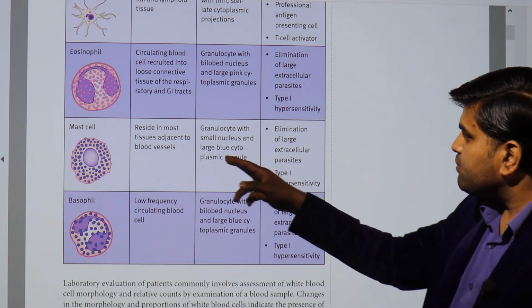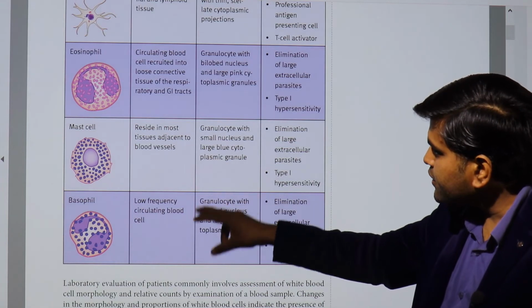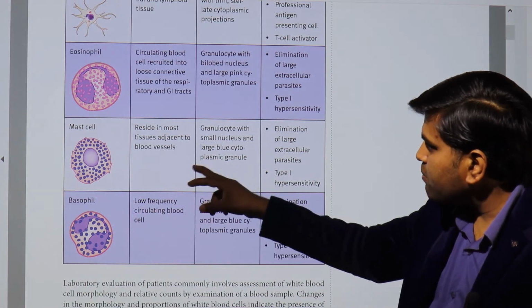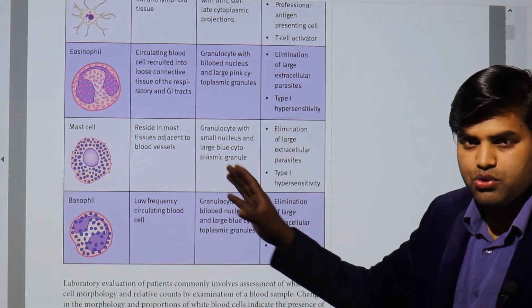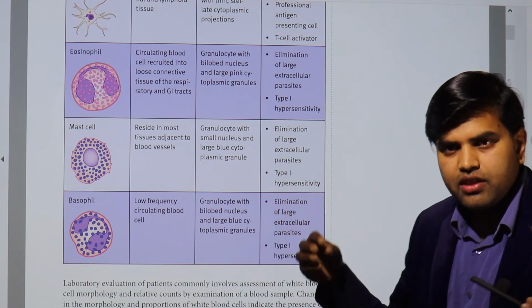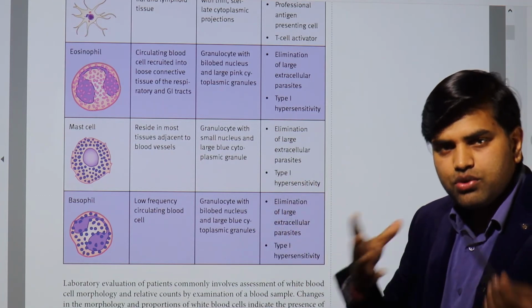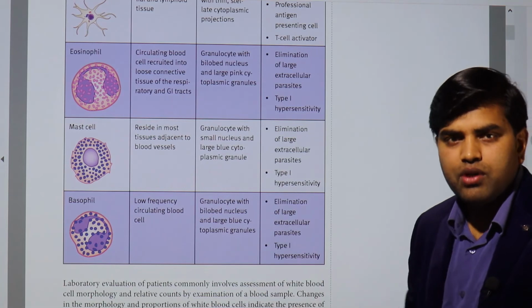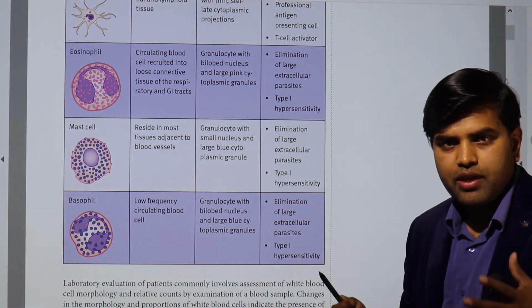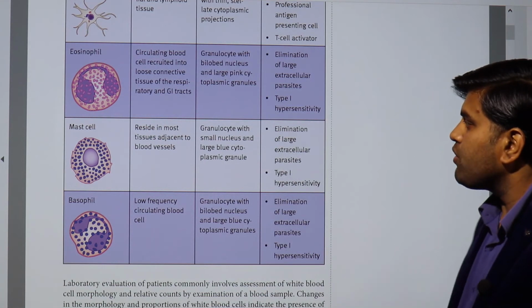The mast cell has this structure. This is similar to the basophil. They reside in tissue adjacent to and near the blood vessel. So when the mast cell degranulates, the histamine is released that goes to your blood vessel, causes dilation, and the patient goes into shock, or say BP falls down. So this is about your mast cell.